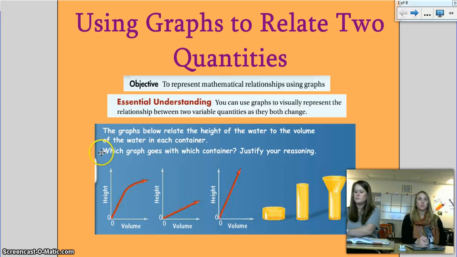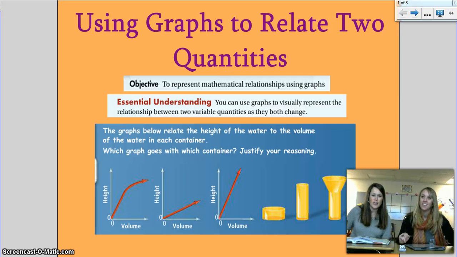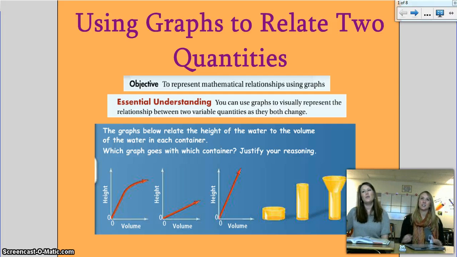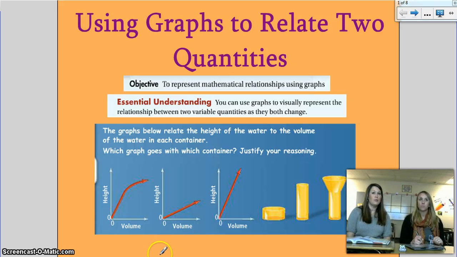Okay, so the graphs below relate the height of water to the volume. So we want to know which one of these graphs relates to which picture. There we go. Cylinder. Well, they're not all cylinders. Containers, good. And we're talking about filling it up with water.